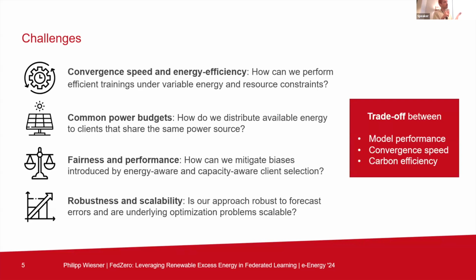And it all boils down to a big trade-off, which is between model performance, the convergence speed, and carbon efficiency. So you cannot optimize all three at the same time, unfortunately. And as we do not want to sacrifice on model performance, we sacrifice on convergence speed. So at times we might slow down the training, pause the training to wait for certain clients to become available. So we still get a good and fair model while being very carbon efficient in this approach.